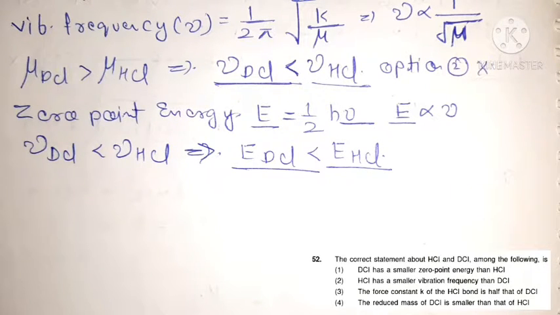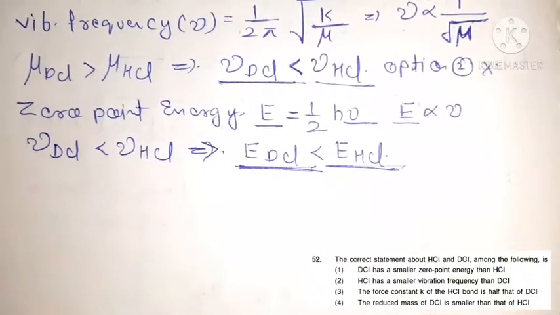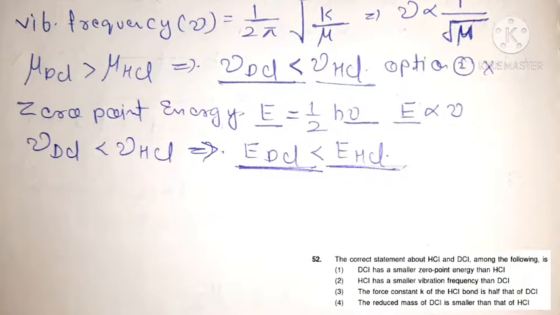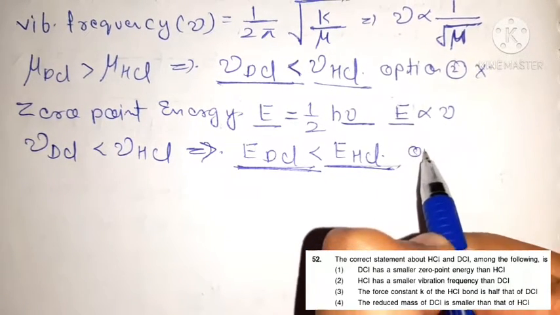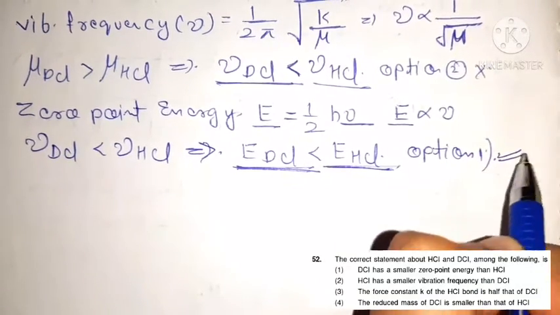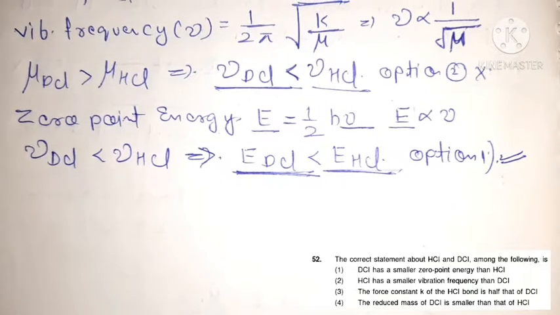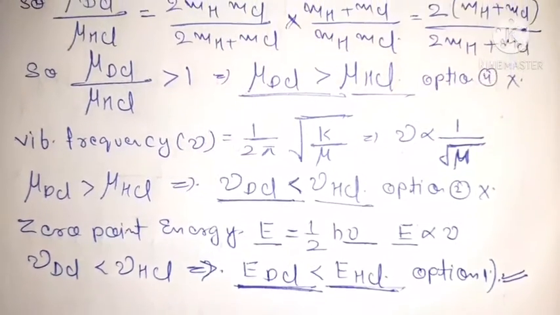That says that DCl has a smaller zero point energy than HCl, and here we proved that DCl has smaller zero point energy than HCl. Understood? So option number 1 is the correct answer for this question. See once again the whole solution.